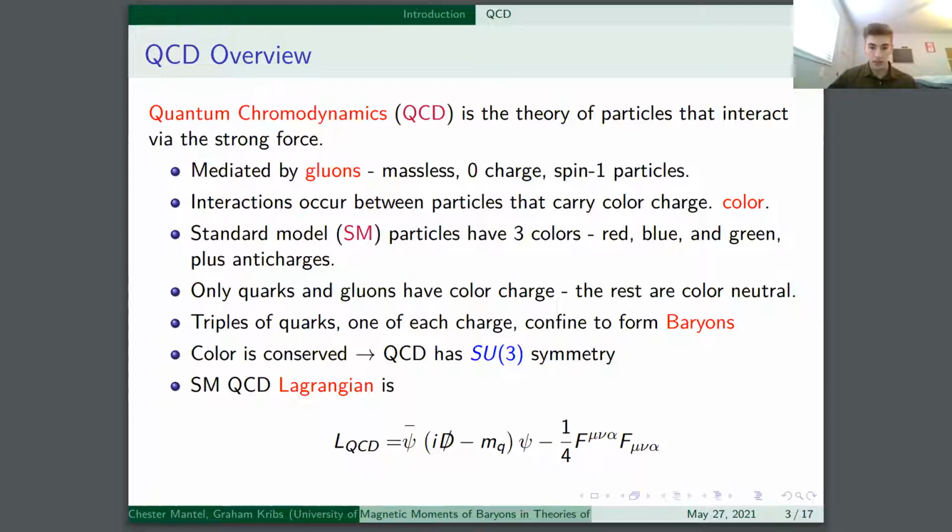QCD is mediated by gluons. They're the QCD analog of the photon for electrodynamics. Gluons are massless, they have zero charge, and they have spin 1, which makes them bosons, and specifically gauge bosons. Now, interactions occur between particles that carry a color charge. Color is going to be a very, very important aspect here. It is the quantum chromodynamic analog of a positive or negative electrodynamic charge, except there are 3 of them. The standard model has particles with 3 colors: red, blue, and green, and also anti-charges.